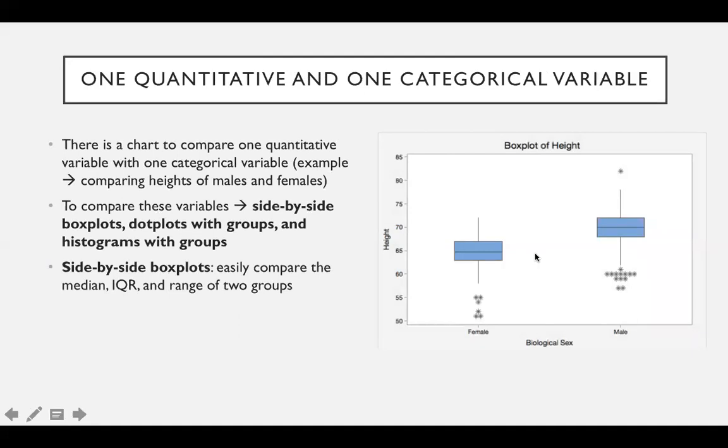So first with side-by-side box plots, which is what we have here on the right, side-by-side box plots easily compare the median, IQR, and the range of two groups, because you can easily look at your IQR from the boxes in the box plot, and you can see the median, which is the center line in the box plot. So you can just see easily where the data matches up. So in this case, you can clearly see that the median for females is less than the median for males, since that center line in the box plot is lower than the center line in the box plot for males.